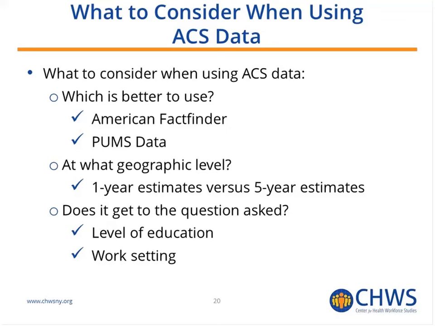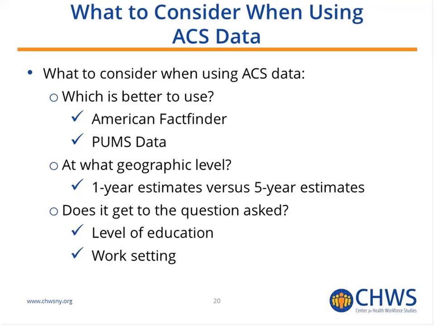So again, as I talked about a number of slides ago, does it get to the question asked? So let's talk about level of education a little, and I'll use RNs as an example. As an RN, you can go to school, get a bachelor's in science or biology, chemistry, whatever, and then decide to go back and get an associate's or a bachelor's in nursing. If you're looking at the highest education, which is how the ACS does it, you could be undercounting RN education, because they may have a bachelor's in biology, but also an undergraduate or associate's degree in nursing.